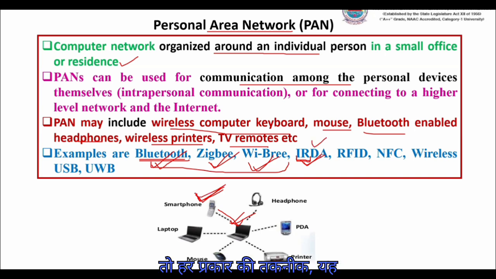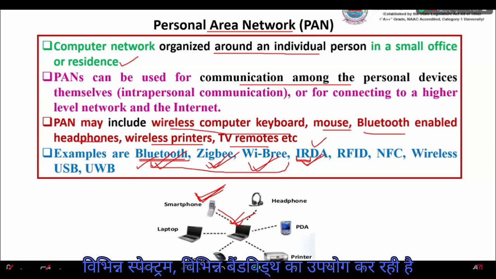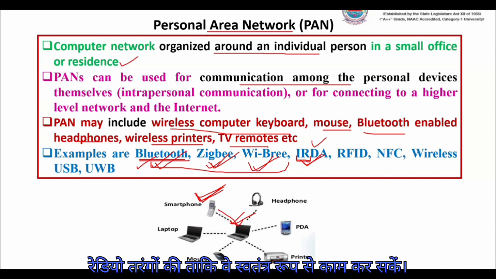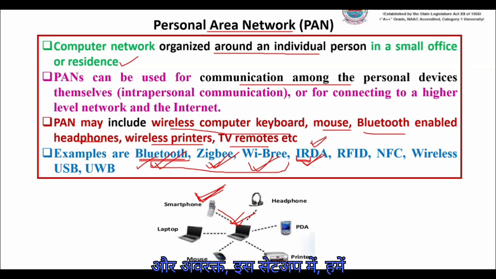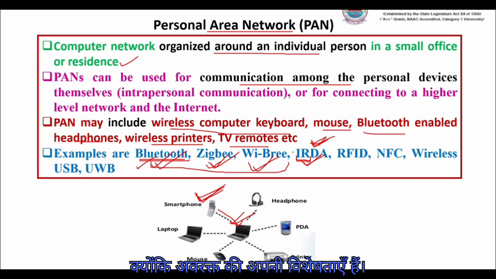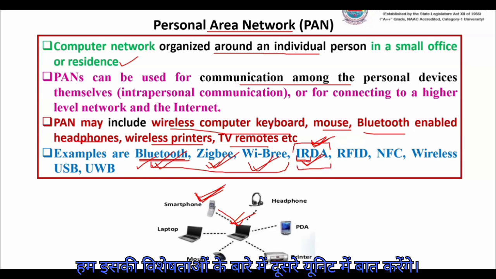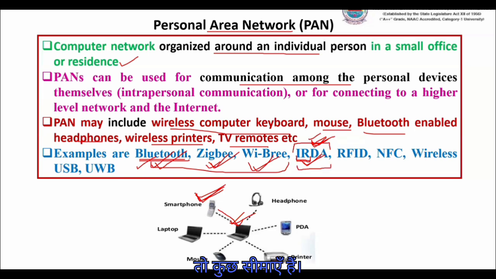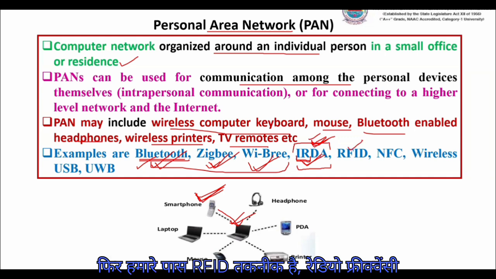And this is based on infrared. Every one of these kinds of technology uses different spectrums, different bandwidths of the radio waves, so that they can work independently. And in infrared, we do not require any kind of licensing, because infrared has its own properties. We will be talking about its properties in the second unit. So there are certain limitations.